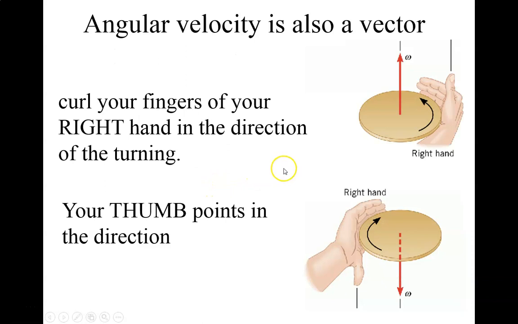Going back to the right-hand rule, we can talk about the direction of angular speed, just like we talked about the direction of torque. It's the exact same right-hand rule. Curl your hands, look at that top picture, in the direction of rotation, and your thumb points straight up. Whereas if you curl your hand to follow that rotation in the bottom picture, your thumb points straight down, and that's the direction of the angular velocity vector.